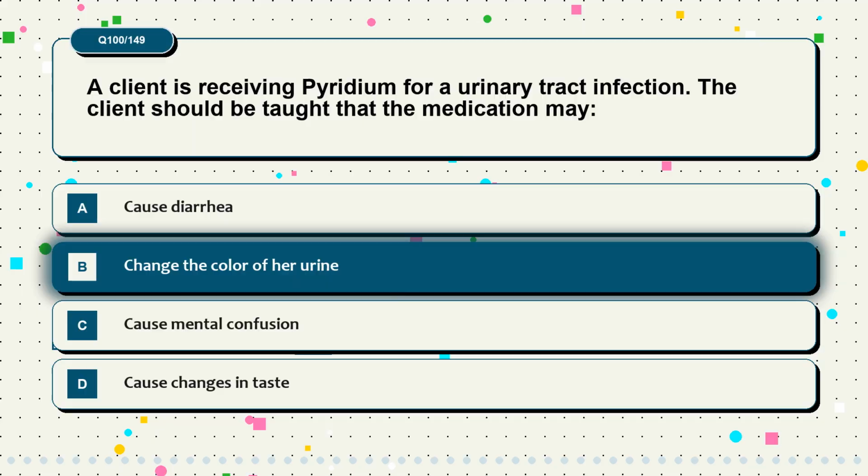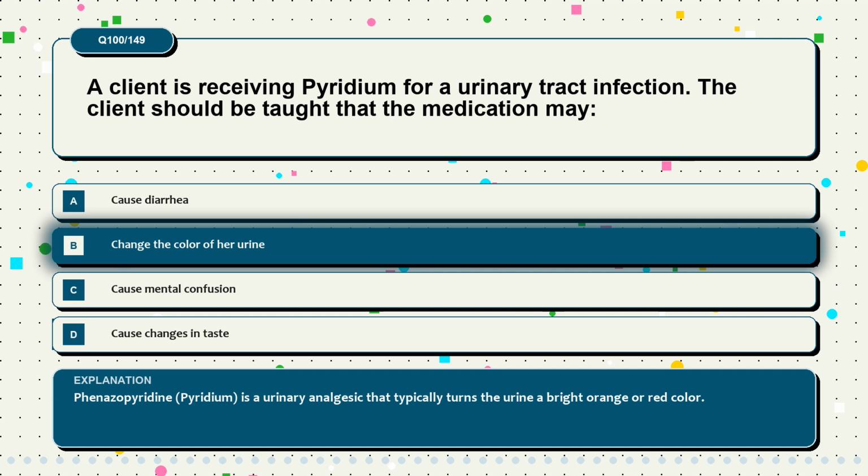The correct answer is option B. Change the color of her urine. Phenazopyridine pyridium is a urinary analgesic that typically turns the urine a bright orange or red color.